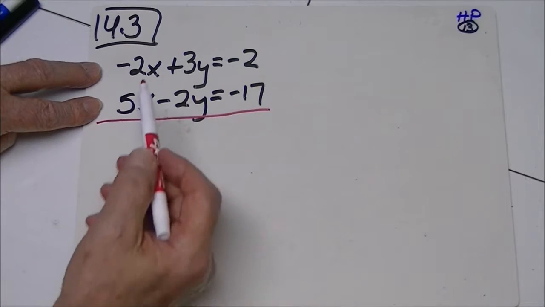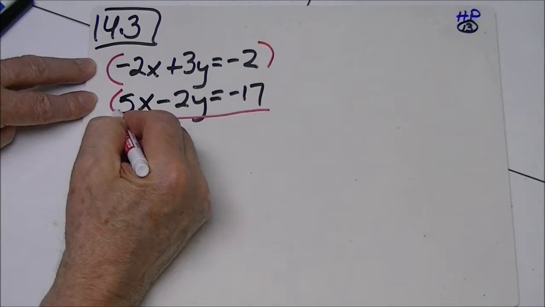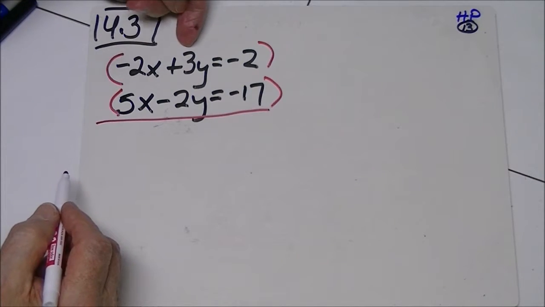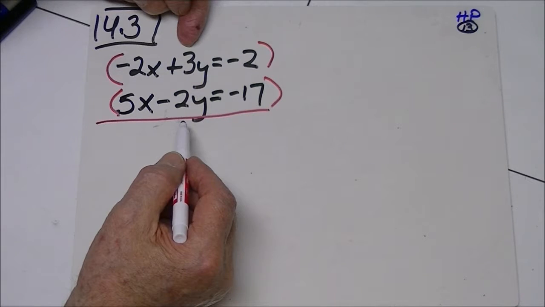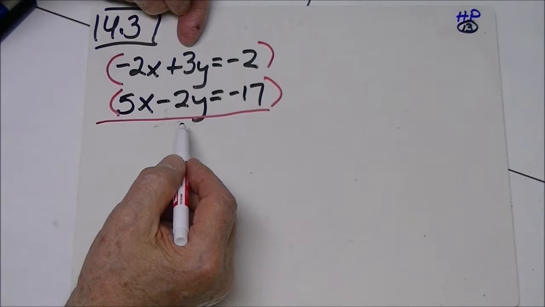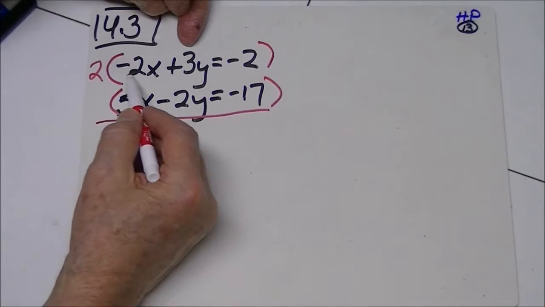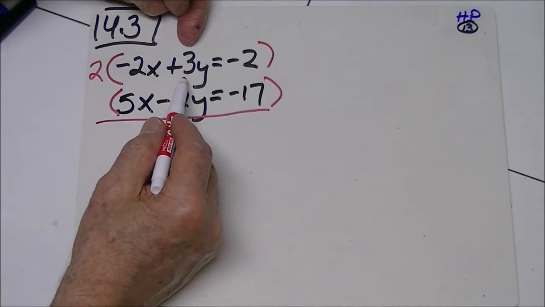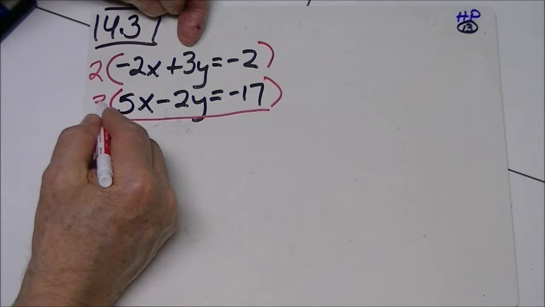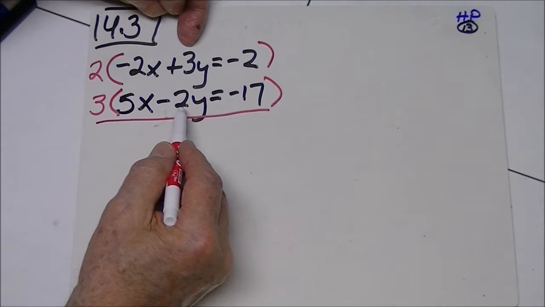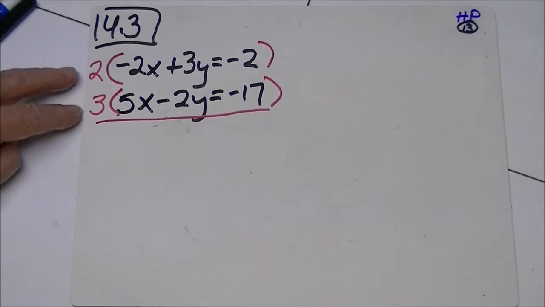But I also have the option of multiplying this one by a what, so that these terms would cancel out. Think about it for a moment, and the answer is a 2. If I multiplied this equation by a 2, this would become 6y. And if I multiplied this equation by a 3, this term would become a negative 6y, and they would cancel out. So that's what we want you to do.